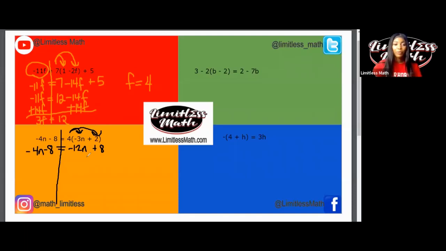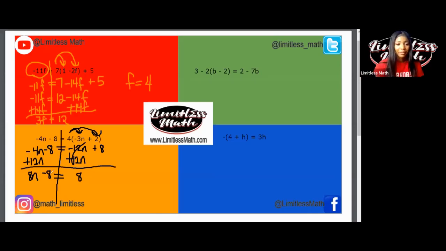At this point, we want to get variables on one side, numbers on the other, just like we did in the last section. I want us to add 12n to both sides. That will put the variables together. These cancel. I'm left with 8 equals negative 8. Negative 4 plus 12n is also positive 8n. So we got 8s across the board.